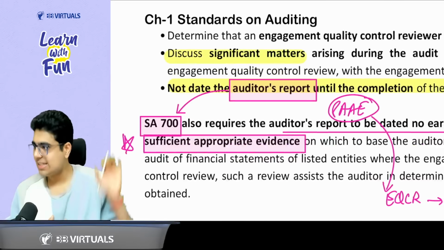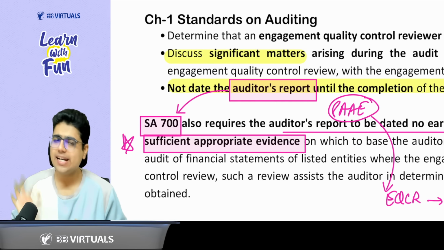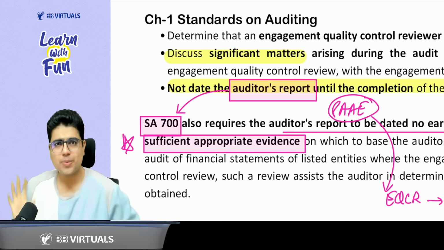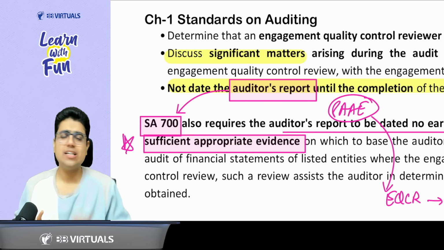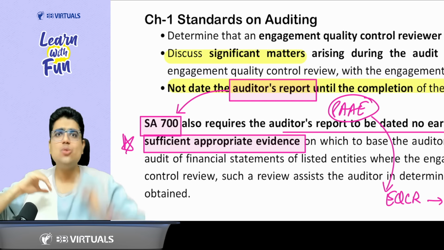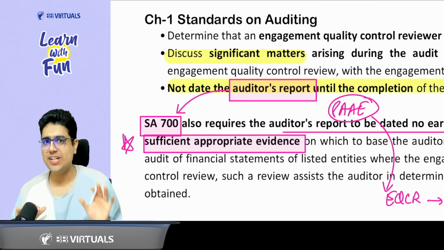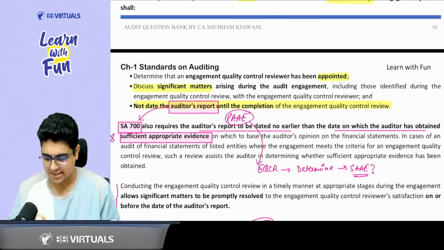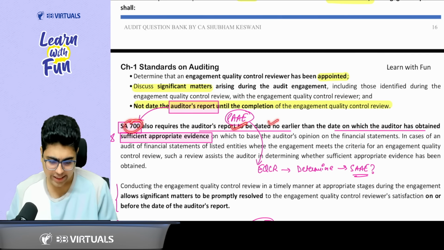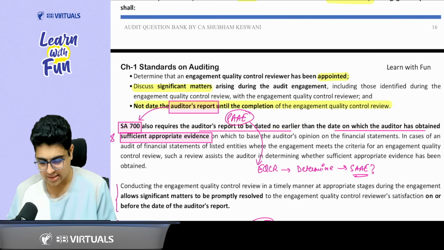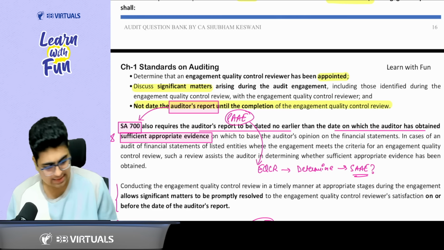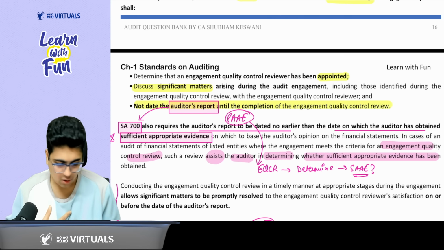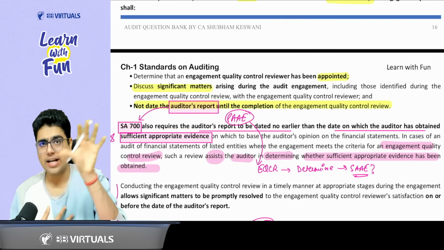Now, sir, with this, additionally, SA 700 will come. Why? Because it is the standard which talks about the date of the audit report. It clearly says that unless you have sufficient and appropriate evidence, you cannot sign the report. So, sir, how is EQCR related to it? EQCR guides you. EQCR helps you understand whether you got sufficient and appropriate evidence or not. So just understand the referencing. SA 700 says that the audit report will be dated not before the date when he has obtained sufficient and appropriate evidence. And it is the EQCR who assists the auditor in determining whether he got sufficient and appropriate evidence or not. So please make sure you write this point.